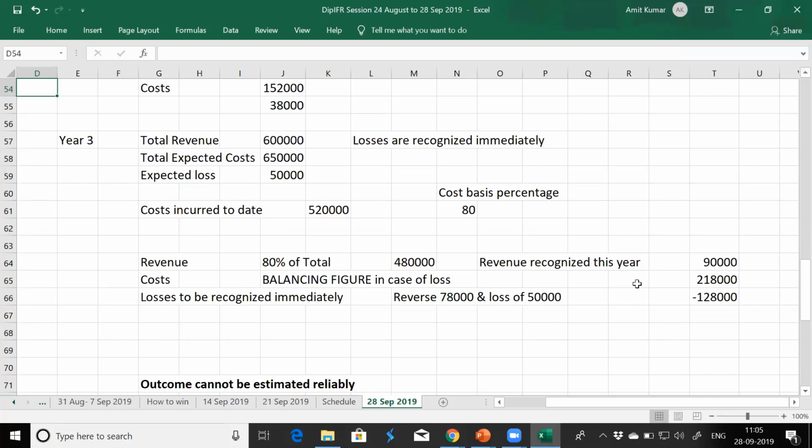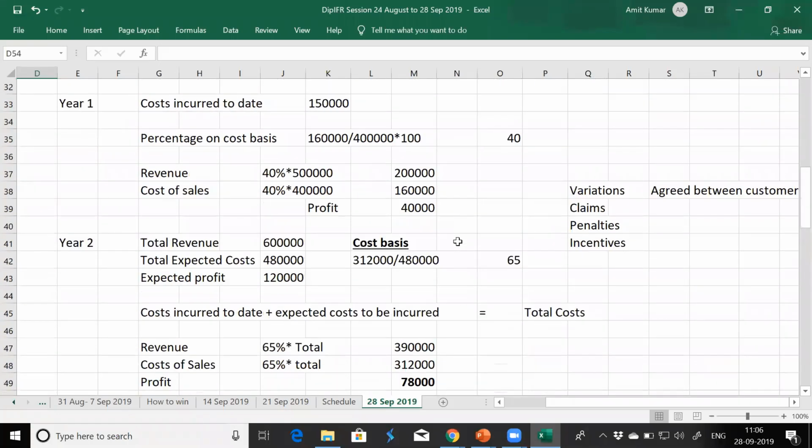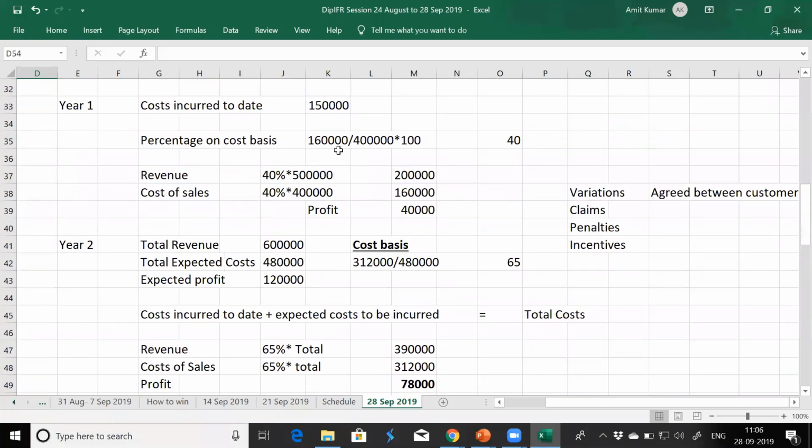Sir, I have a doubt. Yes. Sir, year 1, year 2 and year 3, the total revenue is for that particular period. You're right. And expected cost also. Then why are we showing incremental, the difference between year 1 and year 2, when we are recording it? Because for the period we have had some profits. So it is for that period.